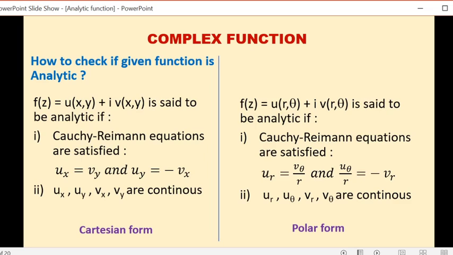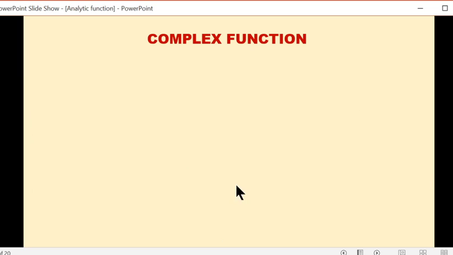As you can see, of these two conditions, in the problems that will come in our syllabus, the second condition will be satisfied by default. I will show you that. We don't have to check anything for continuity. The first condition is where the calculation is involved. We have to find the partial derivatives and check whether this condition is satisfied. So most of the checking revolves around the Cauchy-Riemann equations. So it is very important to remember the Cauchy-Riemann equations. We have to remember the Cauchy-Riemann equations.